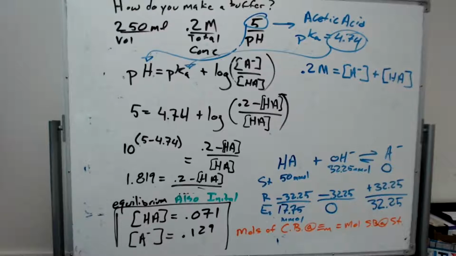So one of the important things we can realize is that the moles of conjugate base at equilibrium, the 32.25, we can convert it to a concentration, but the 32.25 is equal to the moles of strong base at the start. That is to say, all of our conjugate base comes from the original weak acid. That is definitely true, and that's just in the buffer region. If we go past the buffer region, it gets all messed up. That should make sense.